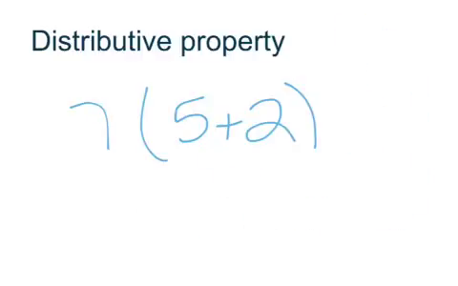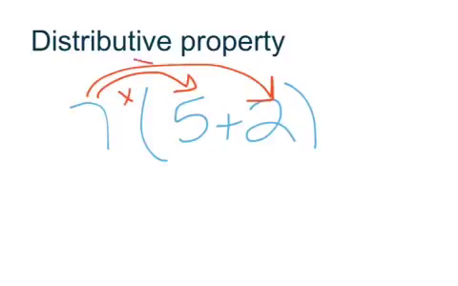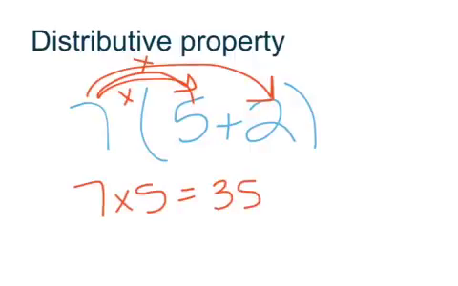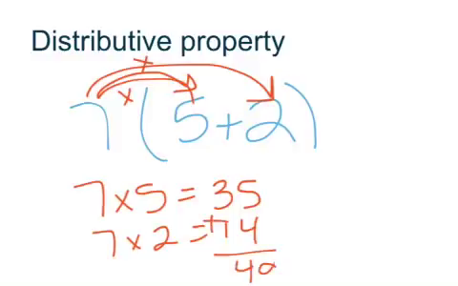If you're using the distributive property, you're going to distribute your outside number to each inside number. Remember, we're multiplying here. So I distribute the 7 to the 5 first, take 7 times 5 to get 35, and then 7 times 2 to get 14. Now we simply add these together, get 49, the same answer. The distributive property will be helpful to remember, though, when we're working with unknown numbers when we get to algebra.